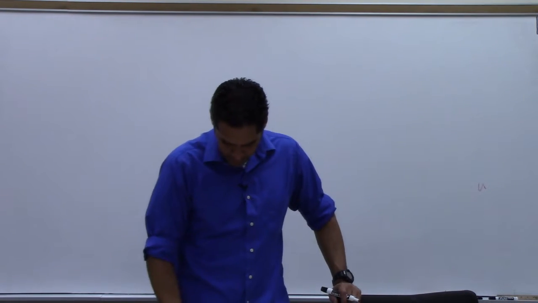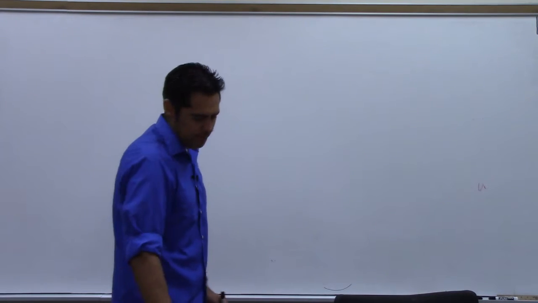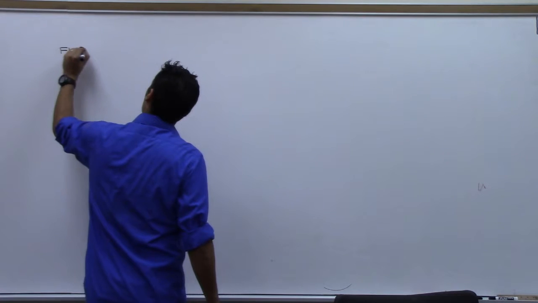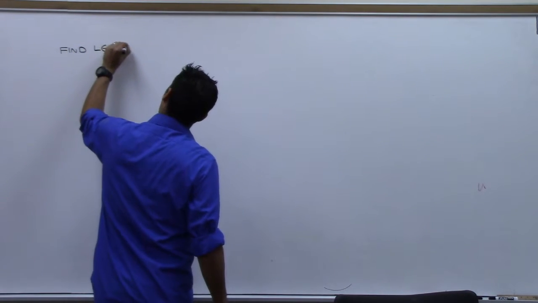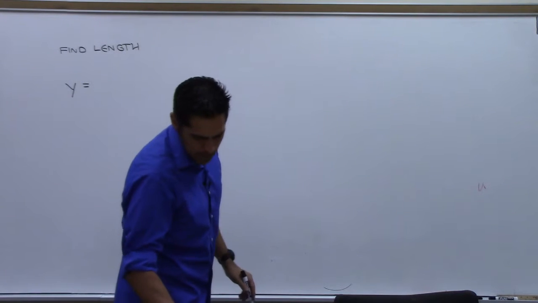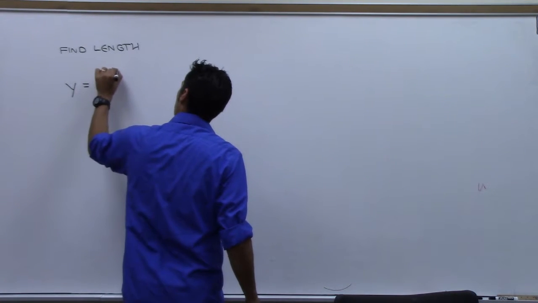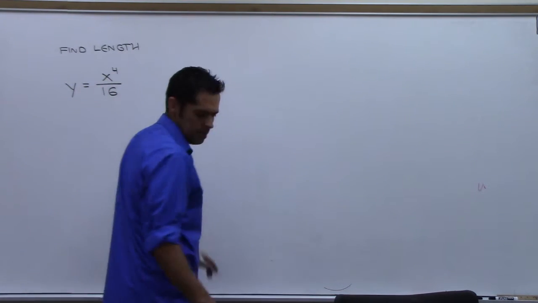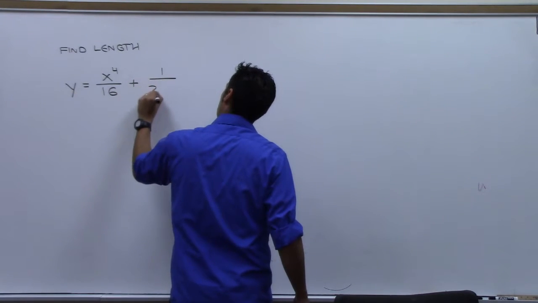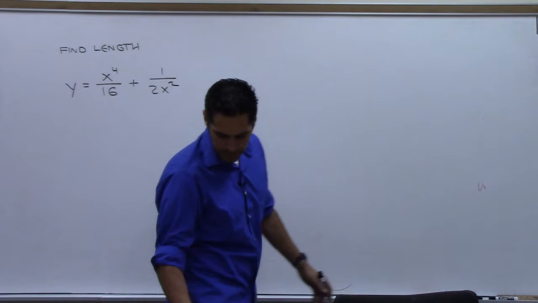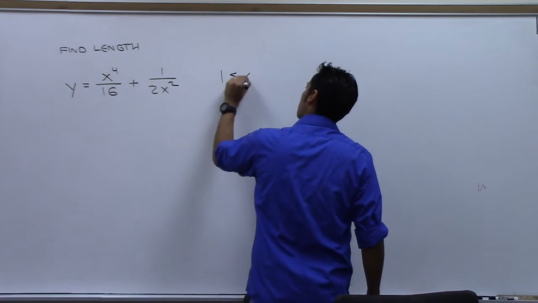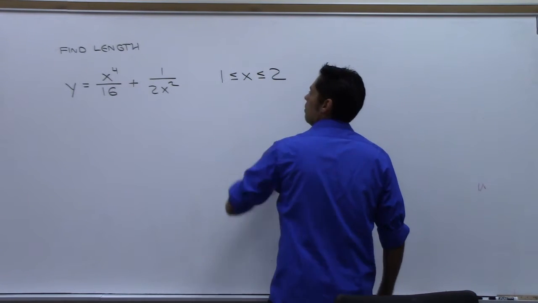Okay. How about, let's try this one. Find the length of y equals x to the 4th over 16 plus 1 over 2x squared, with 1 less than or equal to x less than or equal to 2.